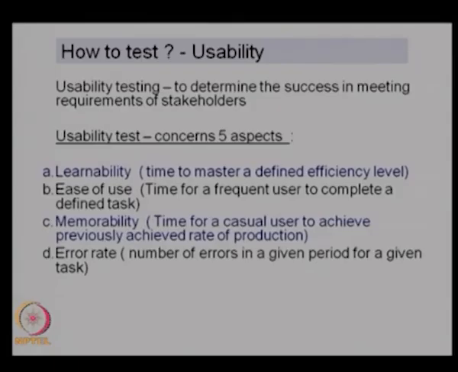So, depending on the number of errors we can find out the error rate of the system. For a given period and a given task, we try to find out how many errors are happening in the system, and that gives the error rate of the system.